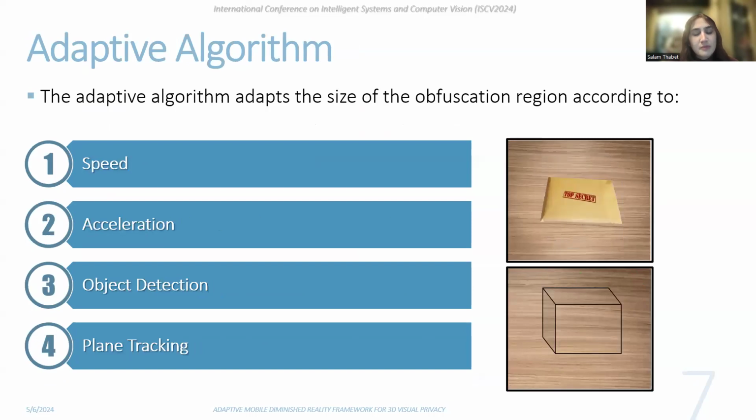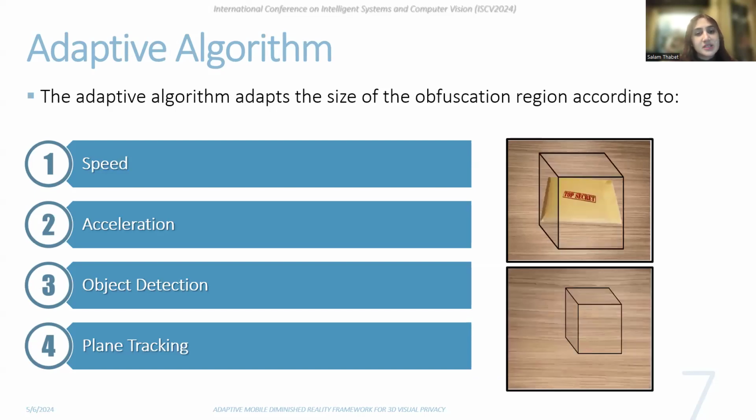As for the adaptive algorithm, also demonstrated on the side, it monitors and reacts to the following parameters, which mainly affect the detection and tracking of private objects and consequently affect the achieved level of privacy. First, we have the speed and acceleration. If the speed or acceleration of motion exceed a certain threshold, the adaptive algorithm increases the area of obfuscation. These help indicate when the movement is sharp or when an abrupt change of direction occurs. And it also monitors the object detection of the private object.